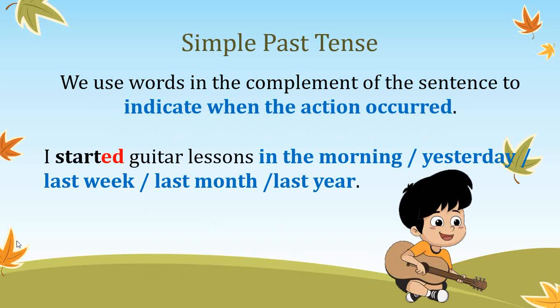We use words in the complement of the sentence to indicate when the action occurred. For example, I started guitar lessons in the morning, or I started guitar lessons yesterday. We can use other words like last week, last month, or last year. We can notice that all the blue words are speaking about the past.